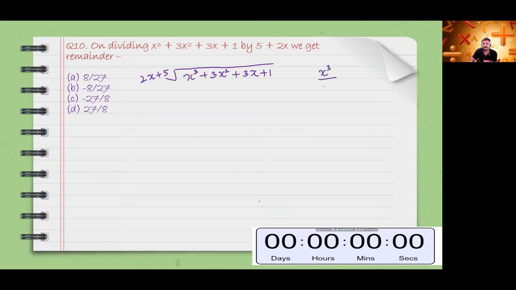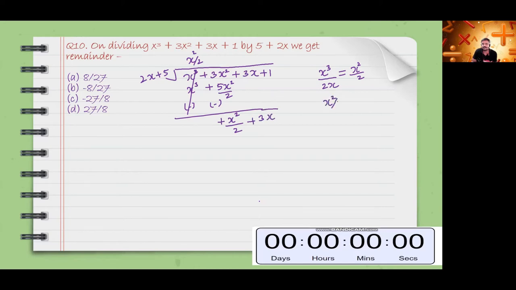Okay, so x cube upon 2x, what will it give us? x square upon 2. So here it will come x square upon 2. If we multiply it, this will give us x cube. If we multiply with 5, this will give us 5x square upon 2. Here minus sign, this will get cancelled. Now 5 by 2 minus 3. So this will come minus x square by 2. Yes or no? 5 by 2 means 2.5. If you subtract 3 from 2.5, 0.5 will come. No, plus 3 and this is 2.5, so this will come plus. Okay, plus 3x will come here.